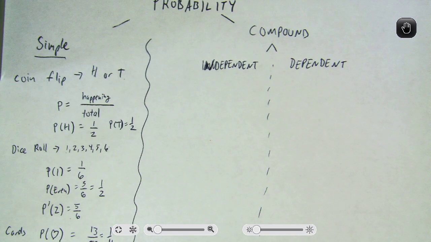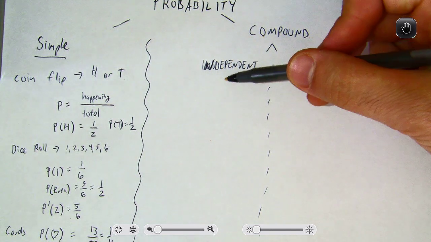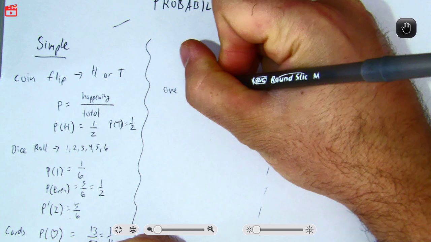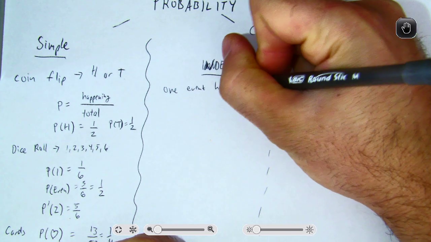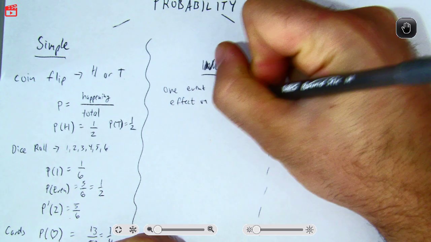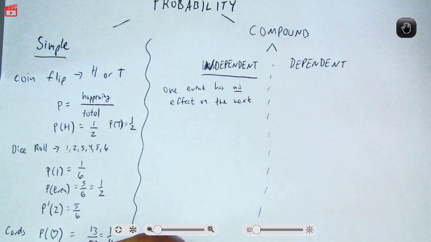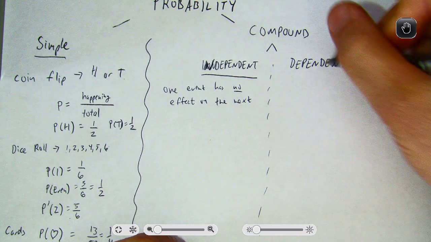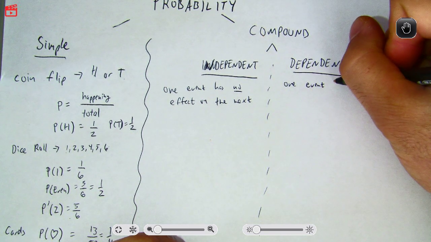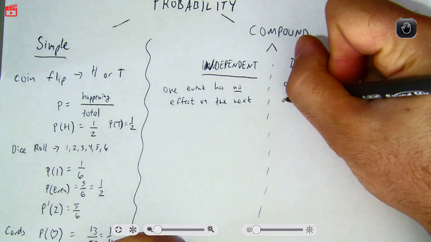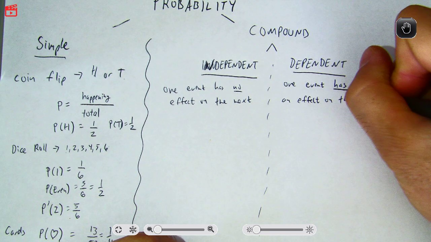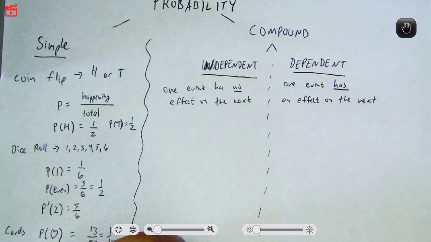So compound probability can be split into independent and dependent. Independent is when one event has no effect on the next event. Dependent is the opposite, where one event has an effect on the next. And that's the big distinction.